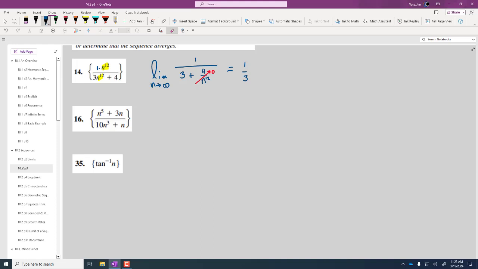Because if the powers match and you divide out the power, anything with a lower power is going to go to 0, and you're going to be left with the quotient of leading coefficients. That's why that strategy works.